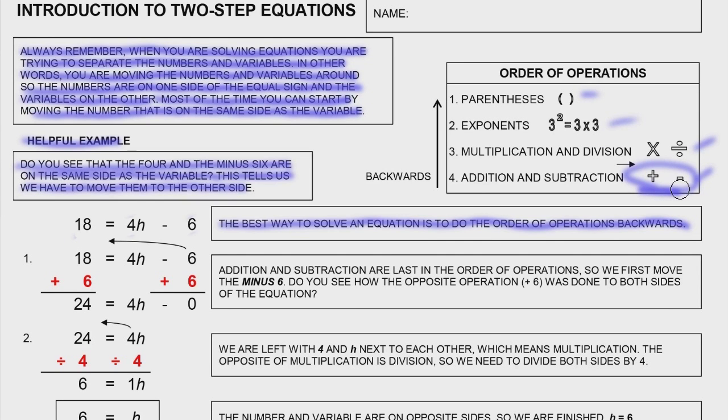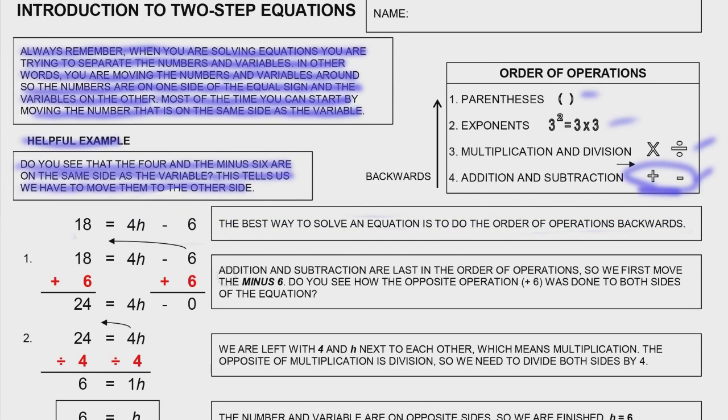It appears that moving the number that's not next to the variable is a great first step for this worksheet. But please remember, this is not always true. Do you see how the 4h is right next to the variable? Well, we should move that second or last. So right here, you see this minus 6 by itself? That's the one you should move first. The reason this is a good first step on this worksheet is because if you look at all the problems, there's always a number on one side of the equal sign by itself. So we want to move all the numbers towards that number.